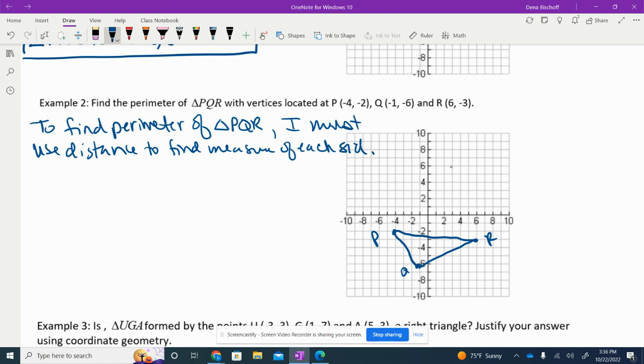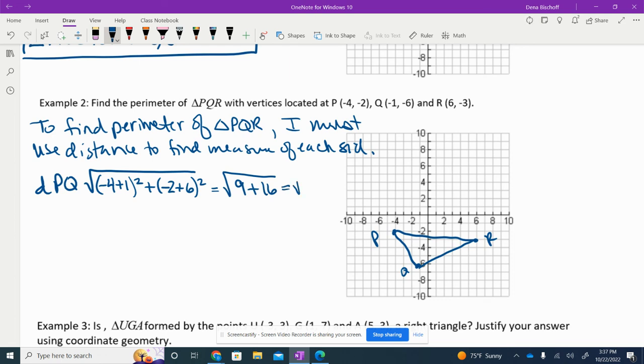All right. So let's start with the distance of P to Q. So P is negative 4 minus a negative, which is plus 1, the quantity squared, and negative 2 minus a negative, which is plus 6, the quantity squared. So negative 4 plus 1 is negative 3. Negative 3 squared is 9. Negative 2 plus 6 is 4. 4 squared is 16. 9 plus 16 is 25. So the distance from P to Q is 5.